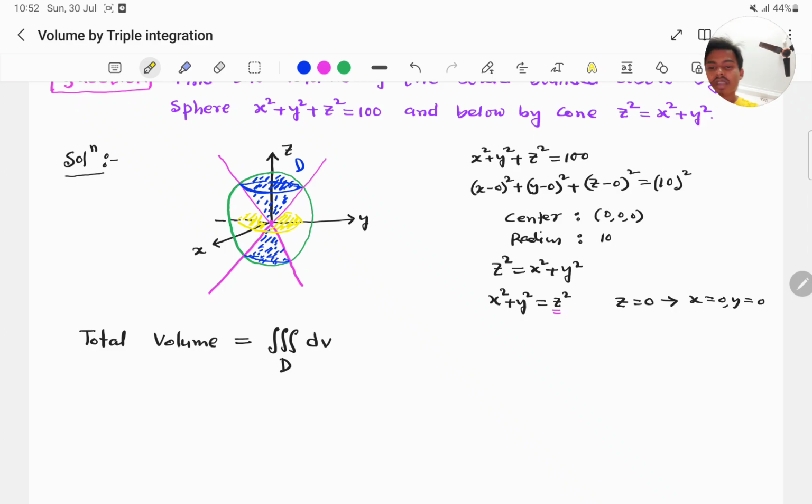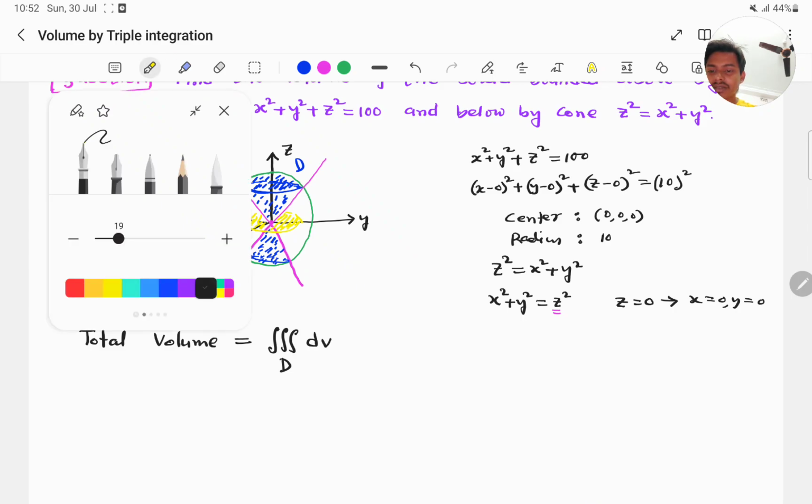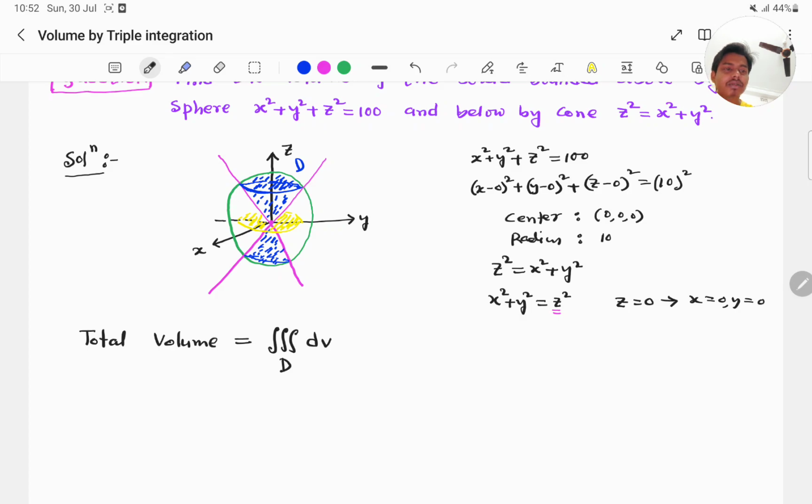If we know the boundary of the yellow region, this is nothing but a circle, so we will find the equation. How do we do that? We solve the sphere and the cone together. If we put x square plus y square in place of z square in the sphere equation, we get x square plus y square and 2 times that, equal to 100. So x square plus y square equal to 50.